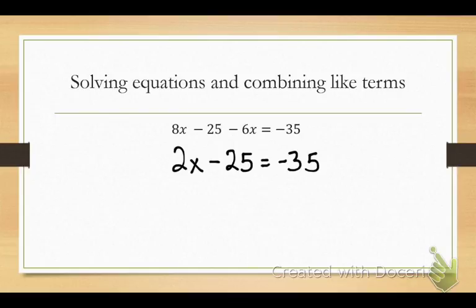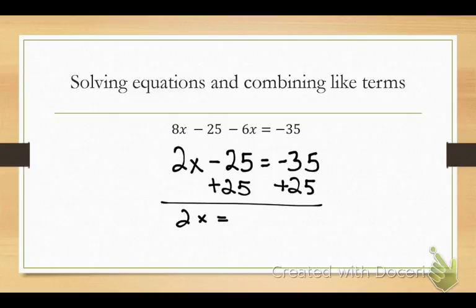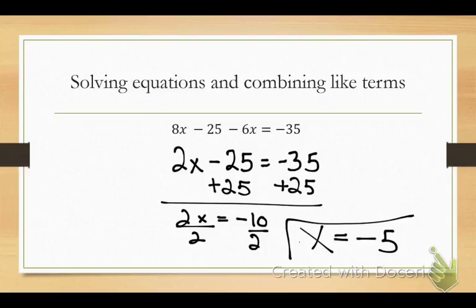So now what do we do first? Or next, or whatever you want to call it. Add 25. What is negative 35 plus 25? Negative 10. Very good. So I add 25, add 25. These are different signs. 2x equals negative 10. Divide both sides by 2. And x equals negative 5, again, ironically.